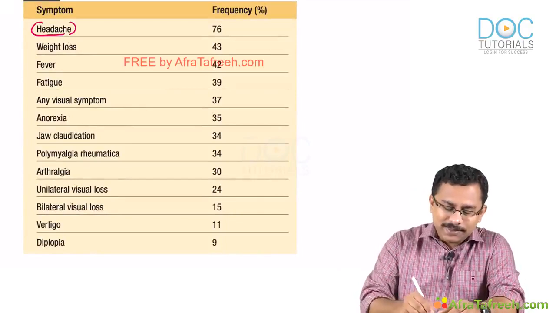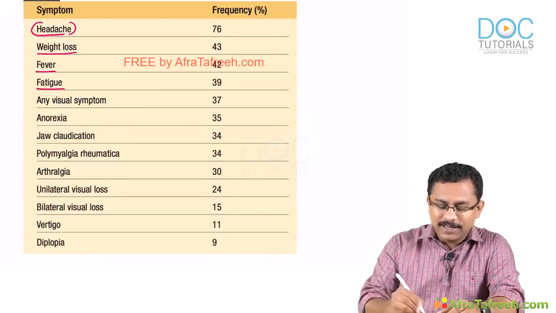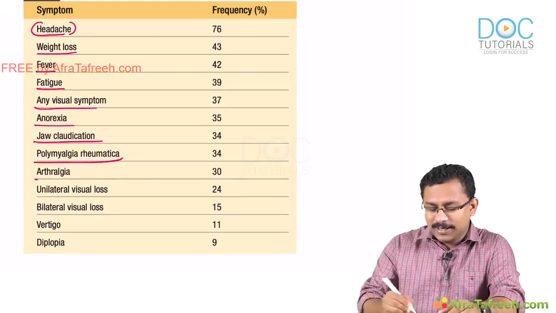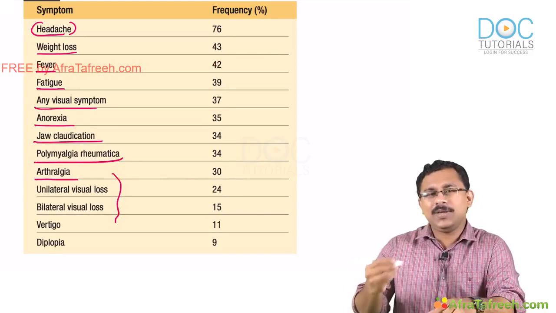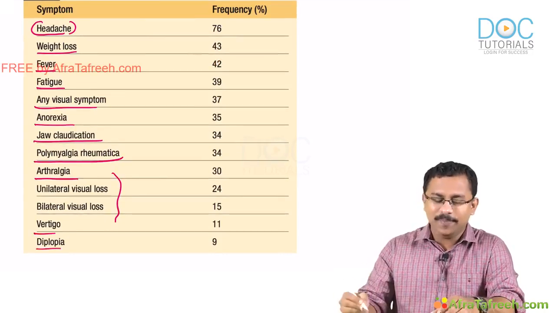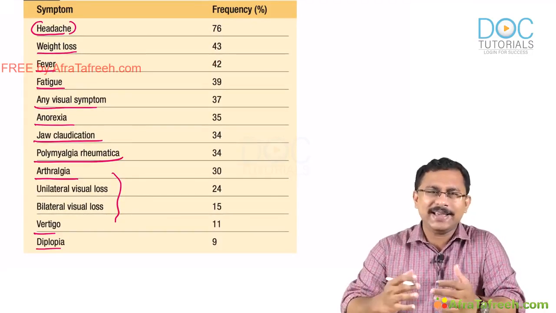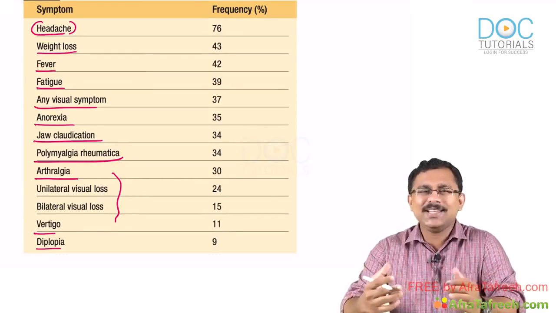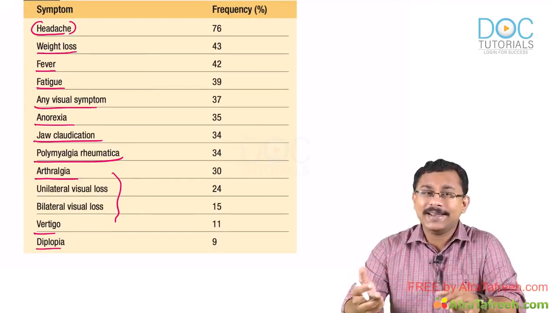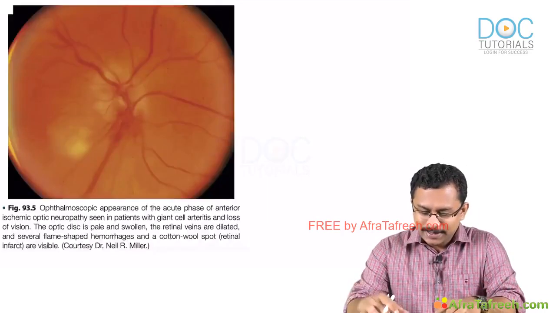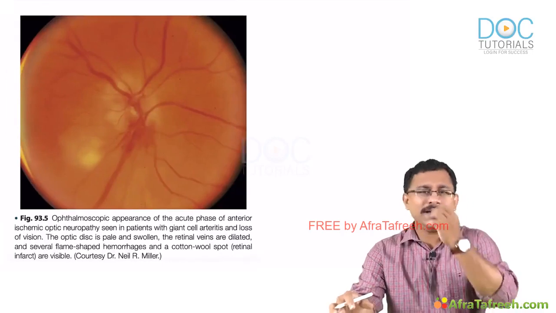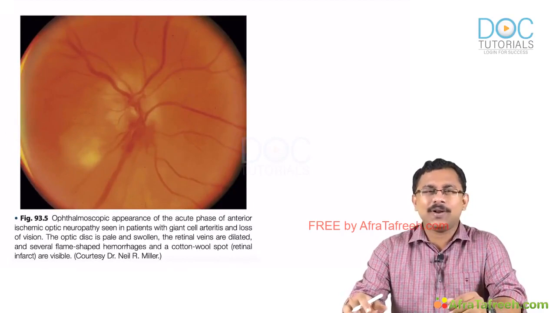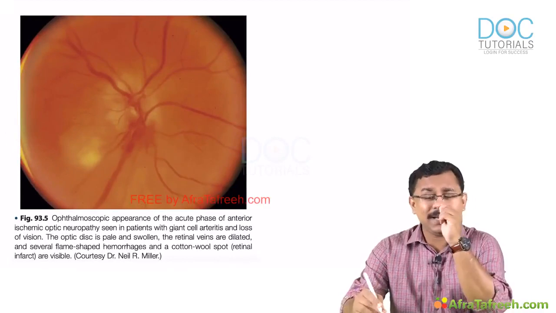I told you there may be symptoms like fever, weight loss, fatigue, visual symptoms, anorexia, jaw claudication, polymyalgia rheumatica, arthralgia, visual loss which can be unilateral or bilateral, vertigo, diplopia. But the initial symptoms like headache, jaw claudication, polymyalgia rheumatica, visual symptoms, these are the ones the examiner is likely to put in the clinical scenarios. And in the examination, one of the findings that you will definitely demonstrate is a palpable tender temporal artery, and you will have scalp tenderness also.